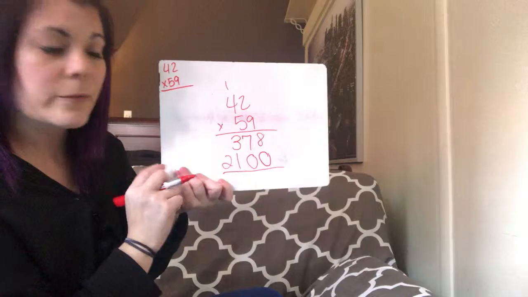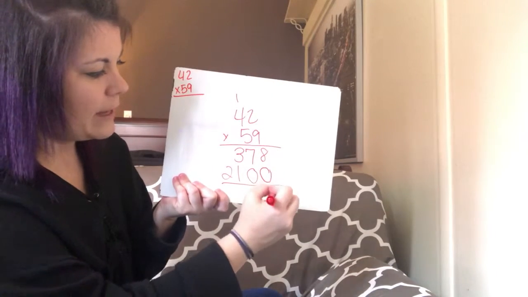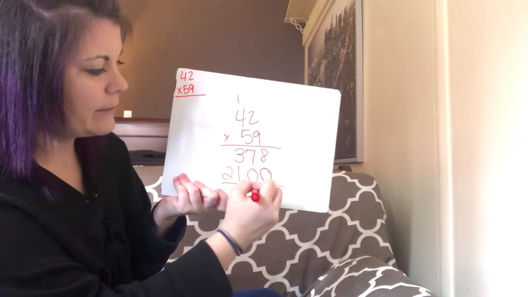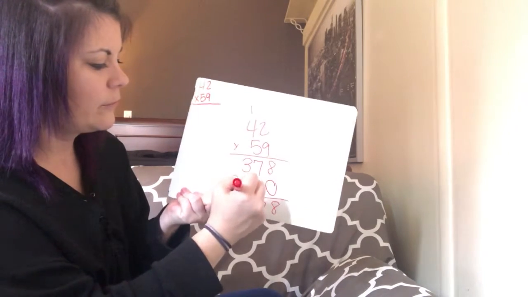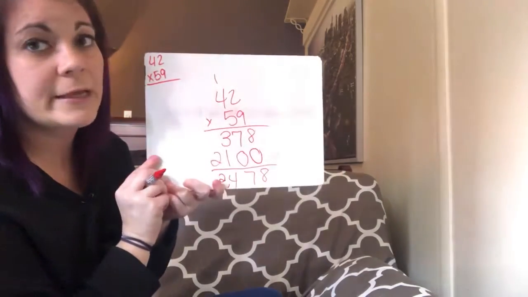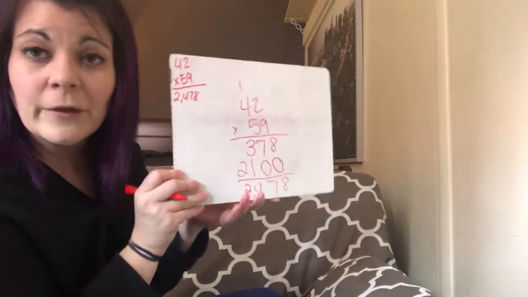Then we're going to add those. 8 plus 0 is 8. 7 plus 0 is 7. 3 plus 1 is 4. 2 plus 0 is 2. So we get 2,478. I'm just going to write down that answer so with the other two ways we make sure we do it correctly. Okay, so the next way is by place value.